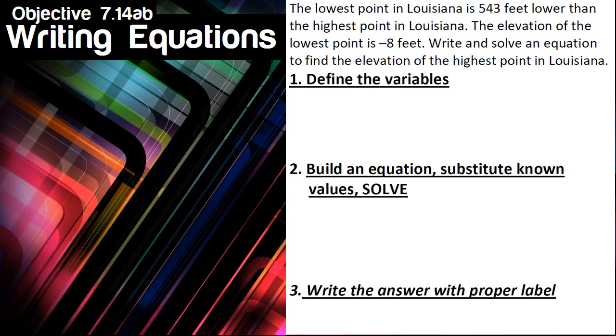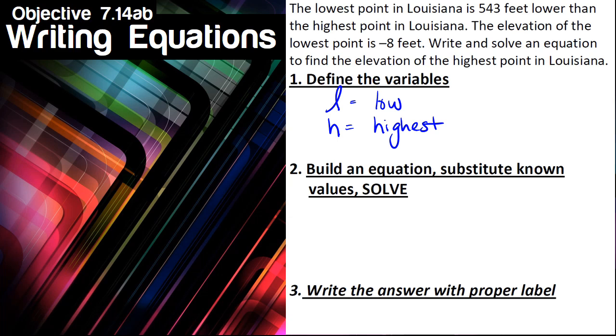So now let's go ahead and try this problem. The lowest point in Louisiana is 543 feet lower than the highest point in Louisiana. The elevation of the lowest point is -8 feet. So we need to write out an equation and solve for the highest point. So very first step here is we're going to define our variables. Let's use L for our lowest point and H for the highest point. Very simple, define your variables.